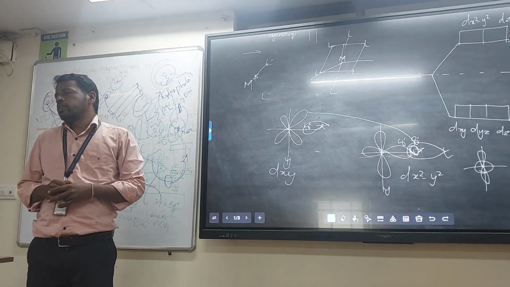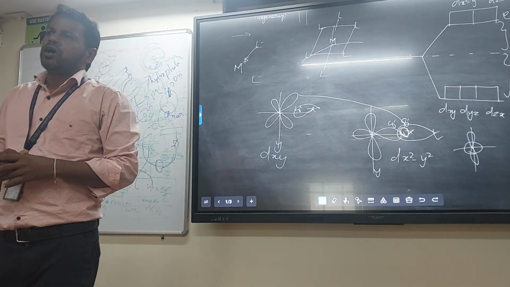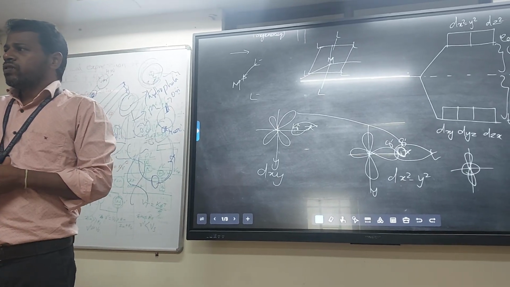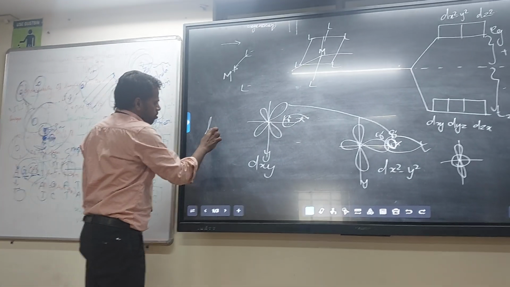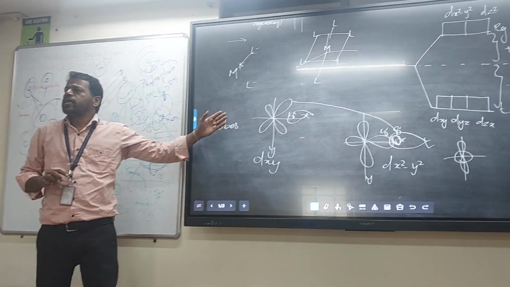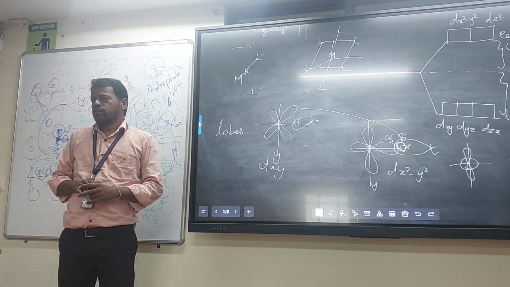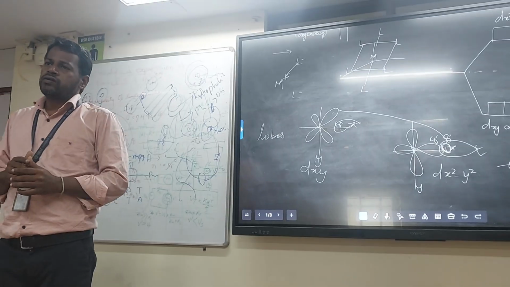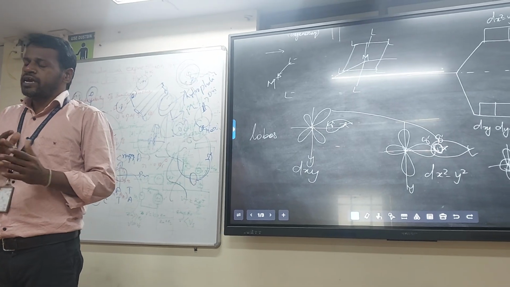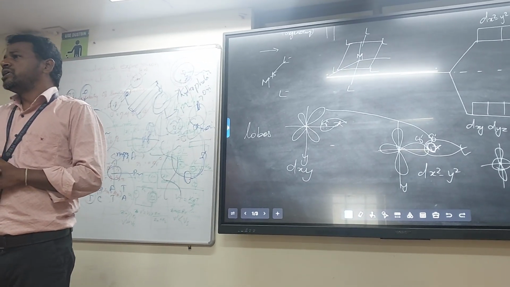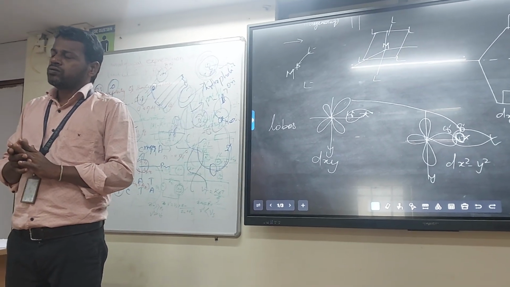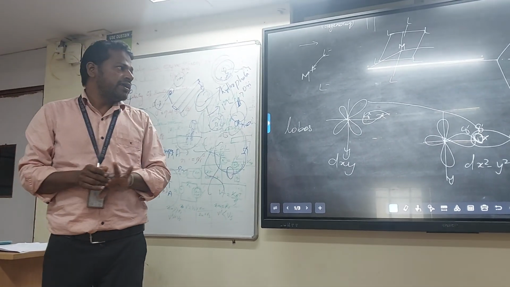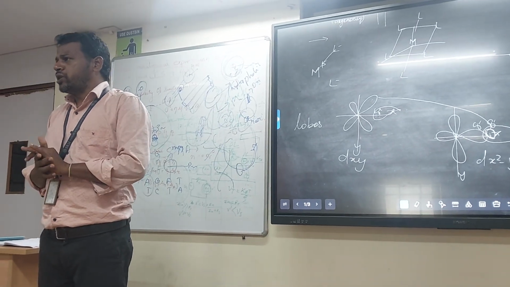Because the lobes are present in between the axes, the ligand orbital shares the electron preferably to the t2g orbitals.